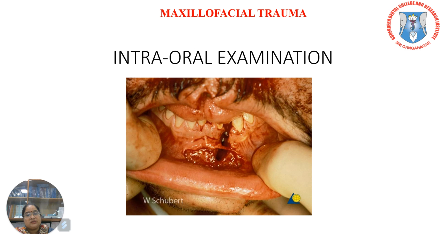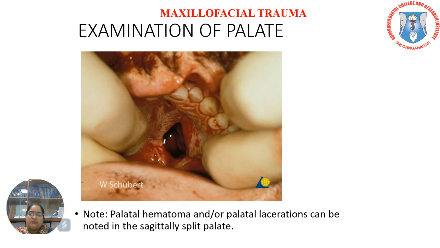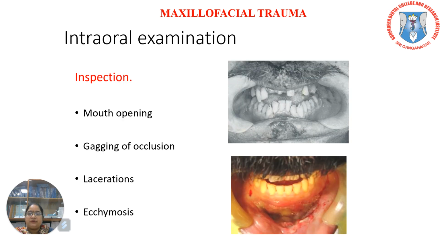We can go for intraoral examination. Intraorally we can check for any lacerations or hematoma formation in the various parts, maybe the maxilla or mandible at a particular fracture site. In this picture, we can easily see a laceration and fracture in the parasymphysis region of the mandible. See, palatal laceration can be there. That can be because of a simple laceration or some fracture in the palatal region. Palatal hematoma or palatal laceration can be noted in a sagittally split palate. That is a part of Lefort 1 fracture or may be associated with Lefort 1, 2 or 3 fractures.